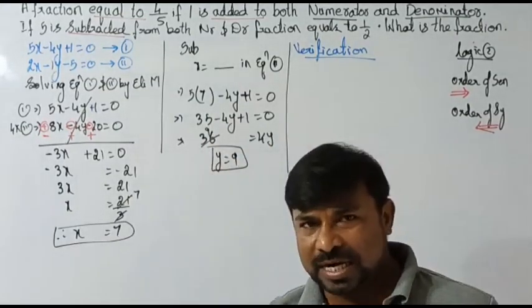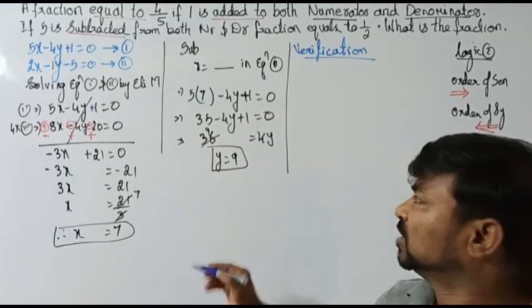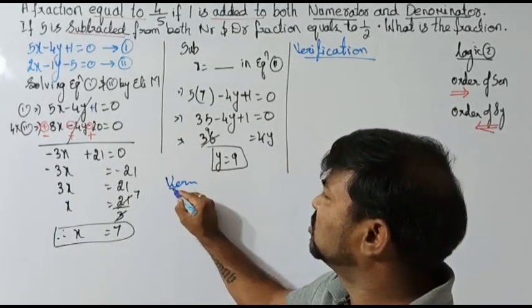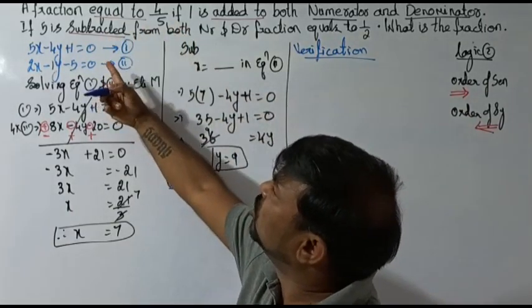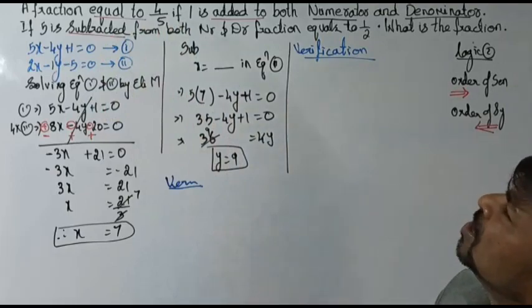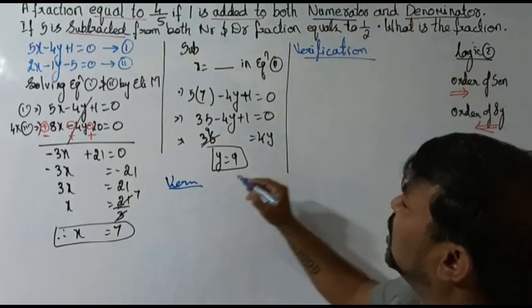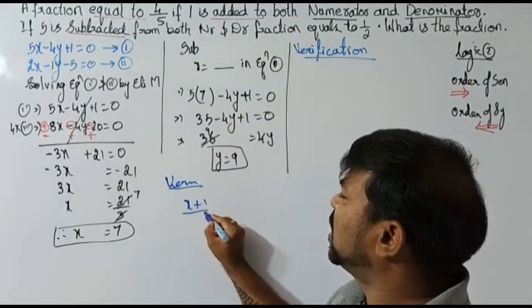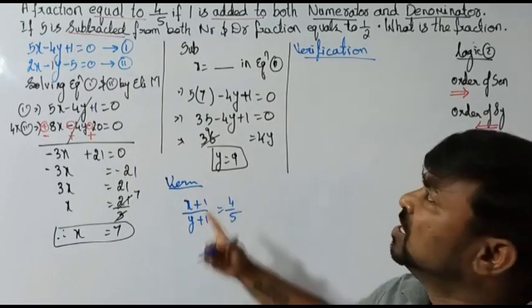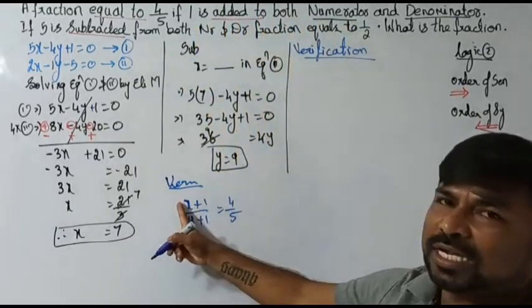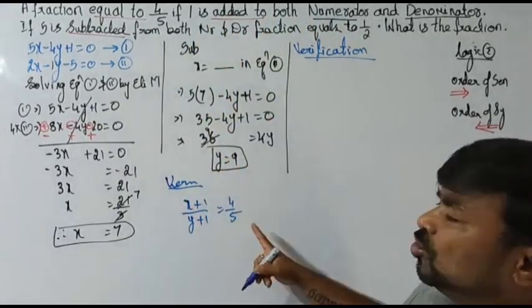So we got the numerator and denominator, but until and unless we verify, we can't tell it is correct. So what is verification? What does the question say? The fraction becomes 1 if 1 is added to both numerator and denominator, so x plus 1 by y plus 1 is equal to 4 by 5, he is saying. Numerator is x, denominator is y. If 1 is added to both numerator and denominator, it should become 4 by 5.